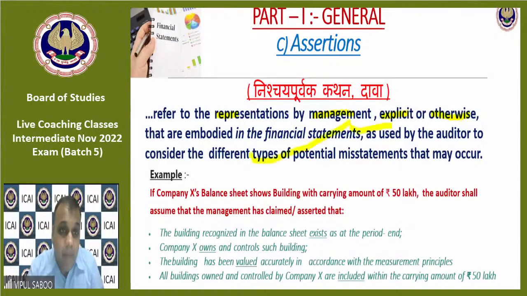That are embodied in the financial statements, used by the auditor to consider different types of potential misstatements that may occur. How does the auditor use that assertion?